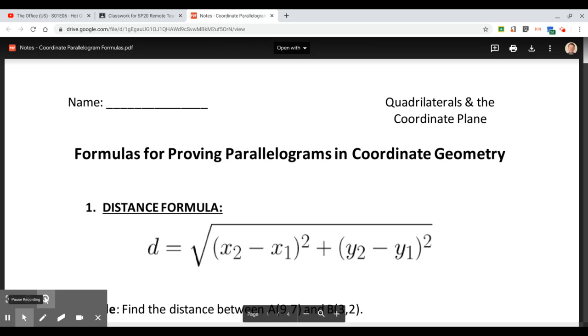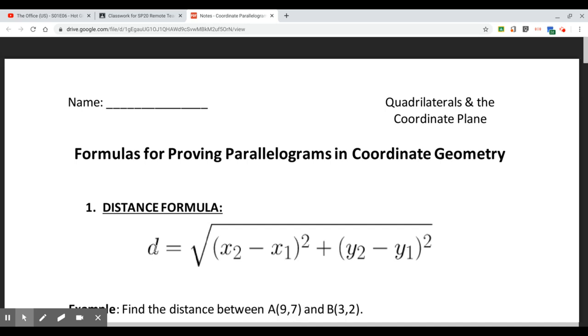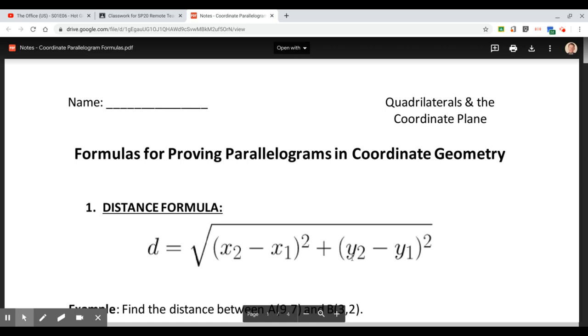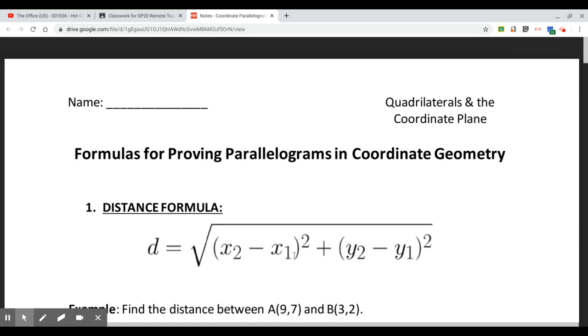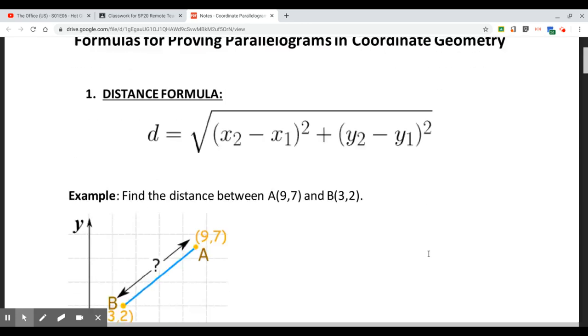All right, so let's look at the first formula, the distance formula. If you look right here, the distance formula says little d equals the square root of x2 minus x1 squared plus y2 minus y1 squared. It looks a little confusing, but let's do an example problem to really understand it. It's not too bad once you do an example problem.